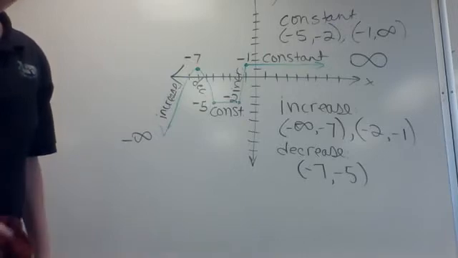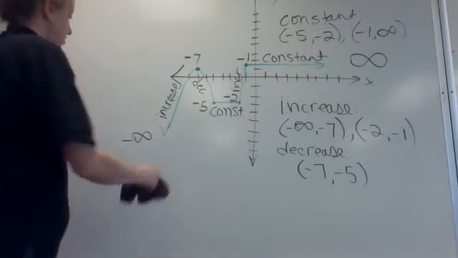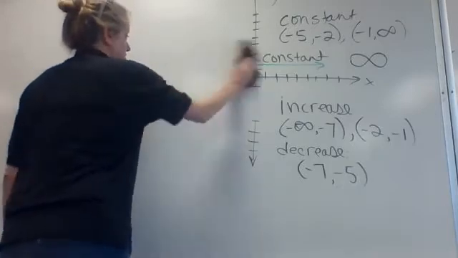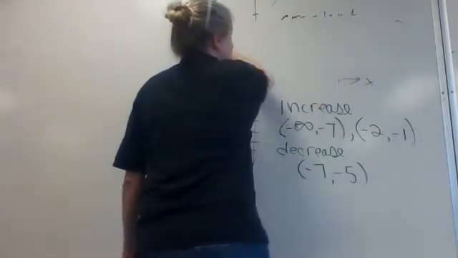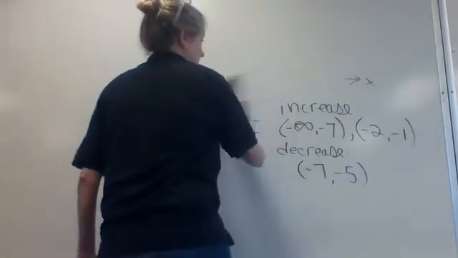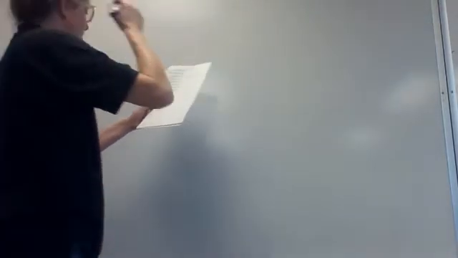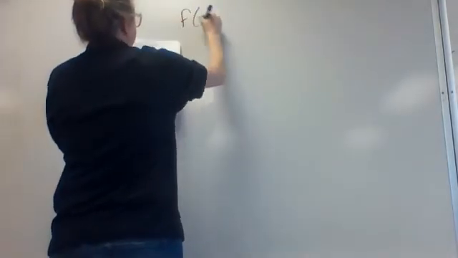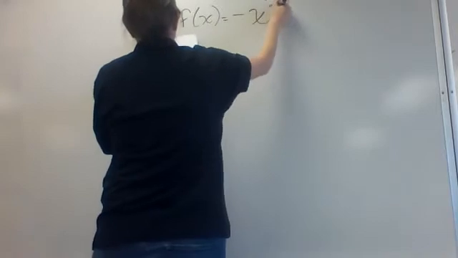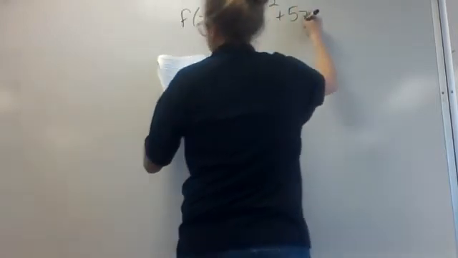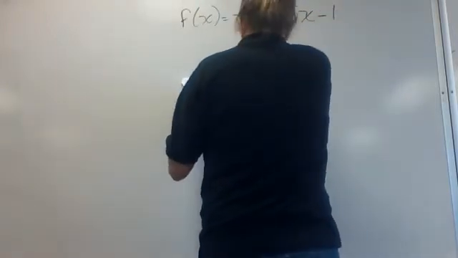That's 20, 21. All right, it gives us a function, f of x equals -x² plus 5x minus 1.